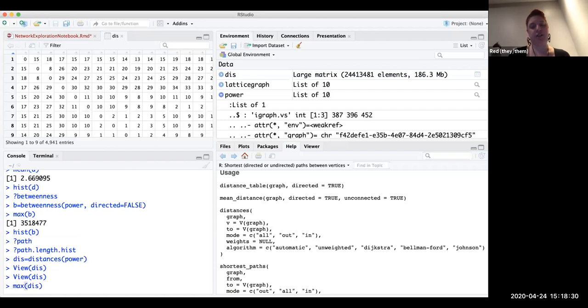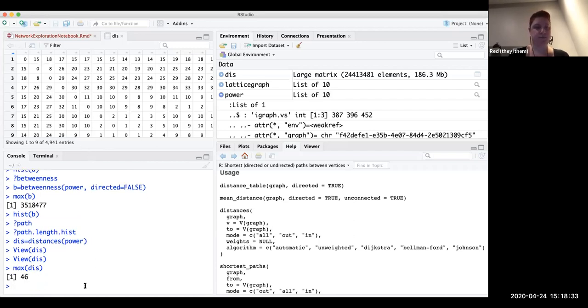So we can see that the maximum length of shortest path is 46. Now, 46 in a shortest path length means that to get from one node to every other, the maximum distance from one node to get to another specific node is 46. So you have to go through 46 other nodes to get to that node.